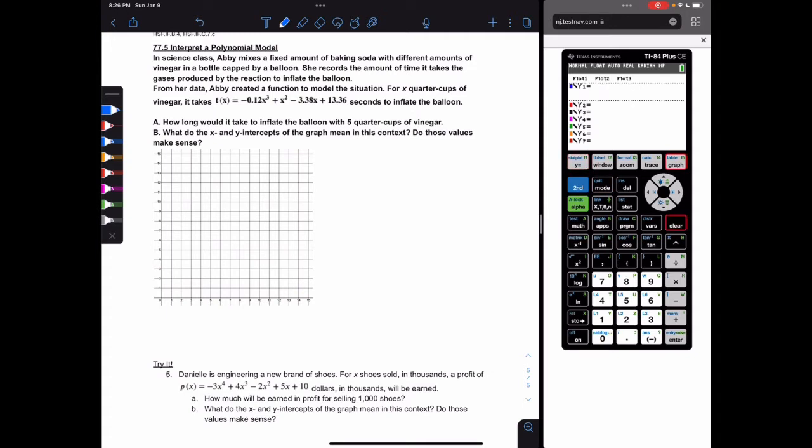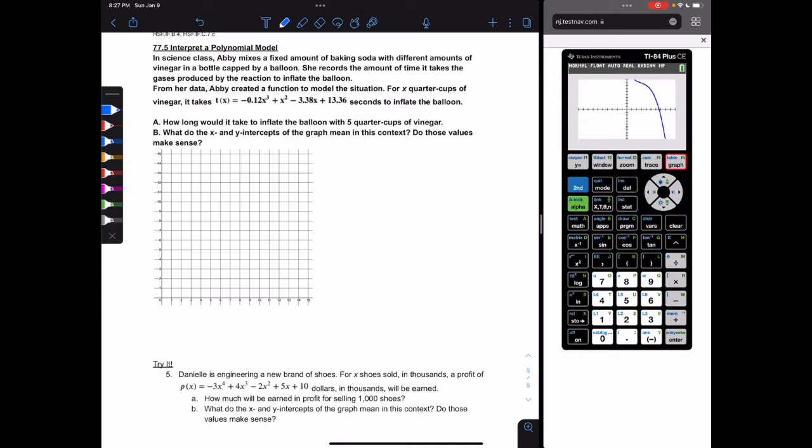So for y1, I'm going to type in my equation, negative 0.12 x to the third plus x squared minus 3.38 x, missing a number, 3.38 x. Okay, always check your equation, make sure it's typed in correctly, plus 13.36. Okay, so negative 0.12 x cubed plus x squared minus 3.38 x plus 13.36. Okay, so I'm going to hit graph and see what happens.